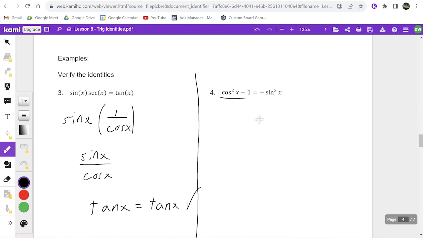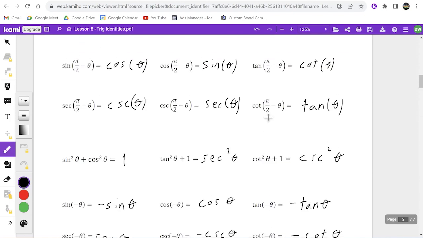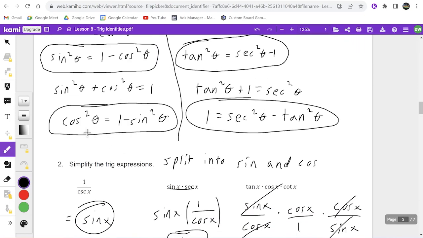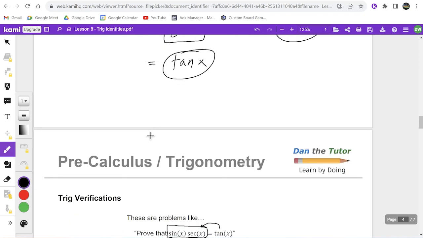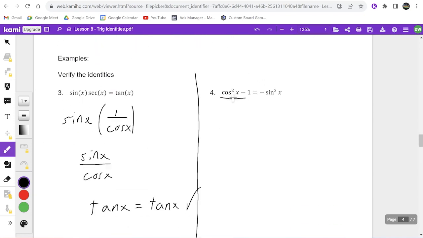So then the last thing I'm going to do is say, hey, what are my trig identities? To me, this looks very similar to the Pythagorean identity, specifically the one we wrote on this page right here. Remember we said sine squared theta equals 1 minus cosine squared theta, and cosine squared theta equals 1 minus sine squared theta? Well, I'm going to fill that in right here. I'm going to say cosine squared x is the same thing as 1 minus sine squared x.